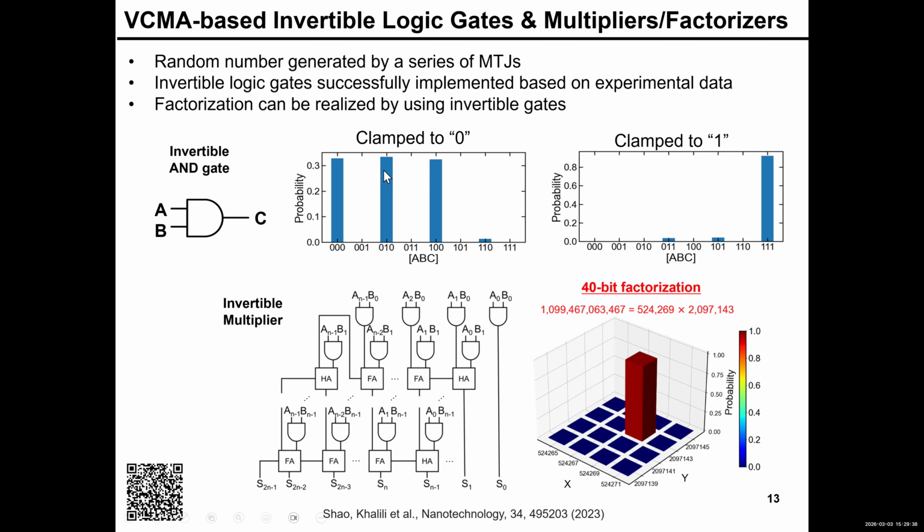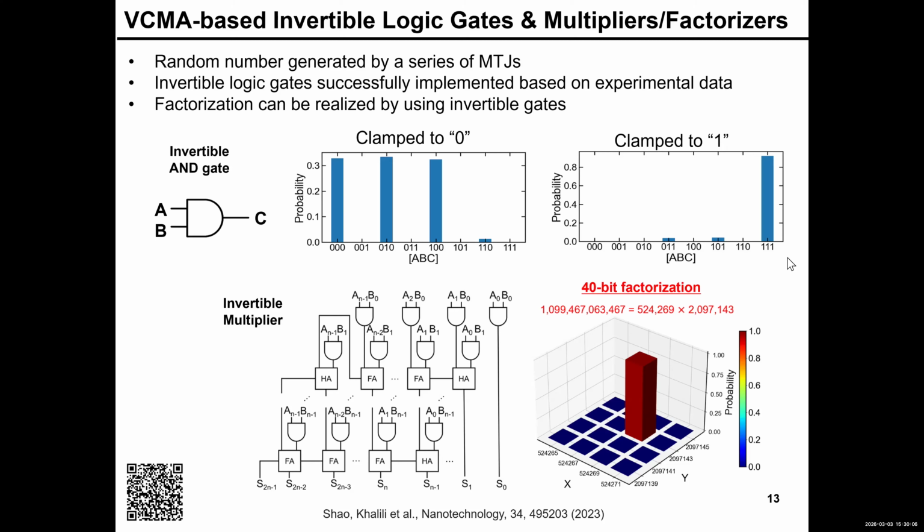So for instance, here I'm showing an invertible gate with the output clamped to 0. And since this is an AND gate, this means that the inputs could have been 0, 0, 0, 1, or 1, 0. And so the gate spends 1/3 of its time in each of those states. And if you set the output to 1, of course, the two inputs should always be 1. Now, at the level of an individual gate, this is not terribly interesting.